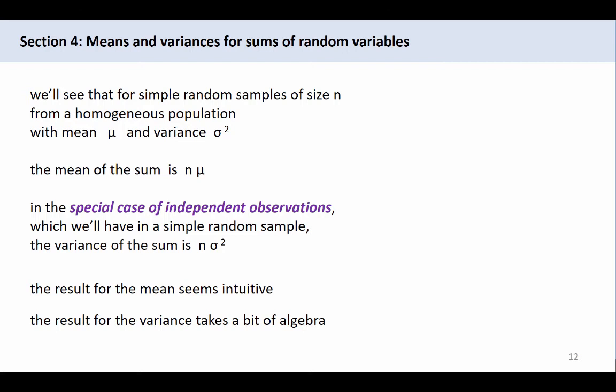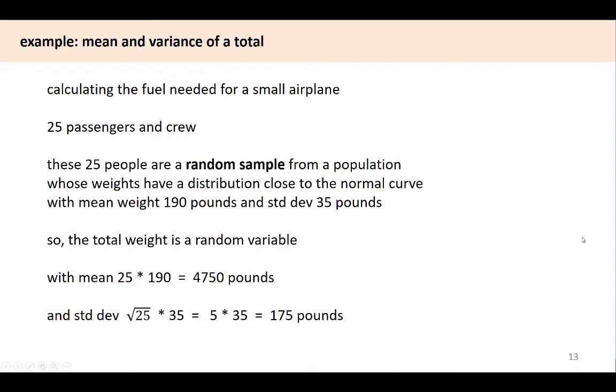And often, as is the case when we work with these kinds of examples, results for the mean can seem pretty intuitive. The results for the variance, not so much. They take a bit of algebra. So we'll do a very small example for a mean and variance of a total or a sum. We'll consider calculating fuel needed for an airplane that's going to have 25 passengers and crew. We're going to assume that the 25 people are a random sample from a population whose weights have a distribution pretty close to a normal curve, with a mean weight of 190 and a standard deviation of 35 for each person.